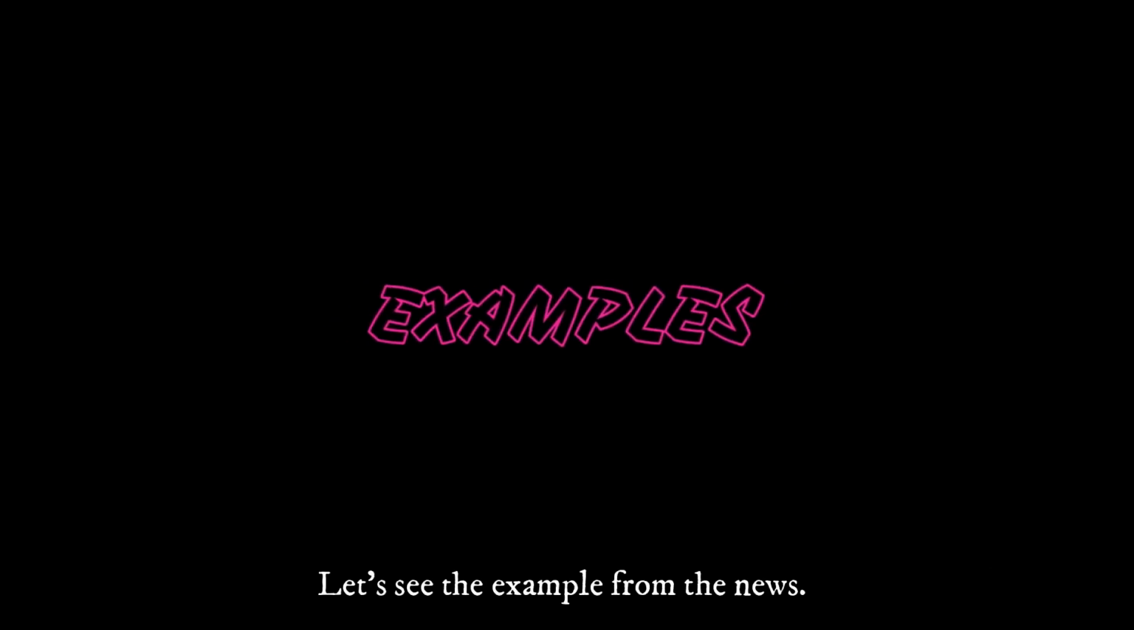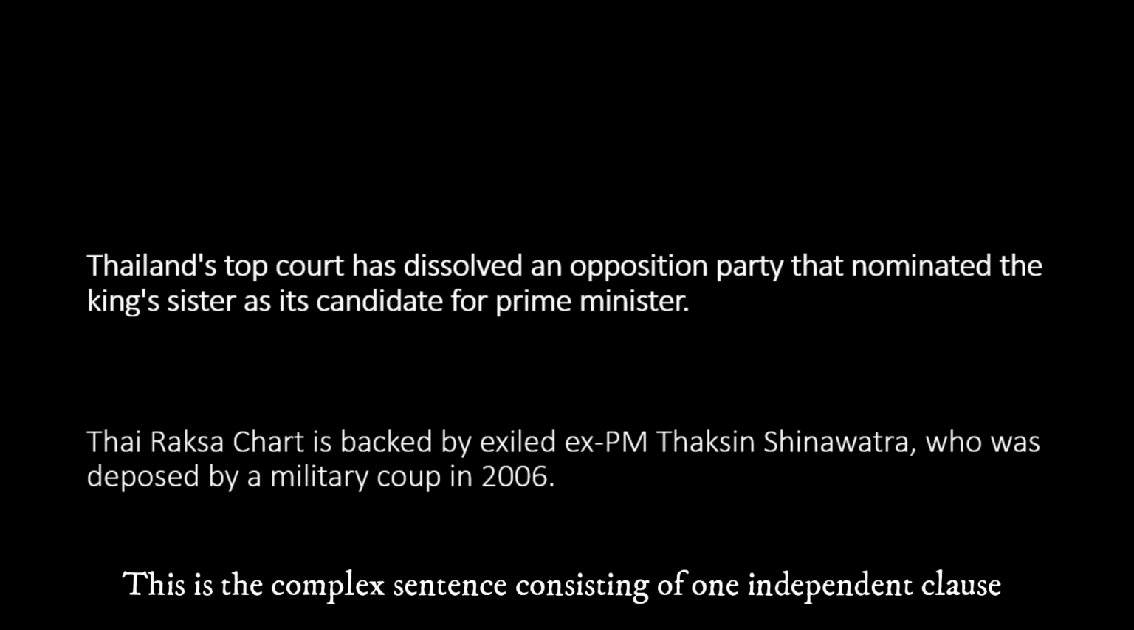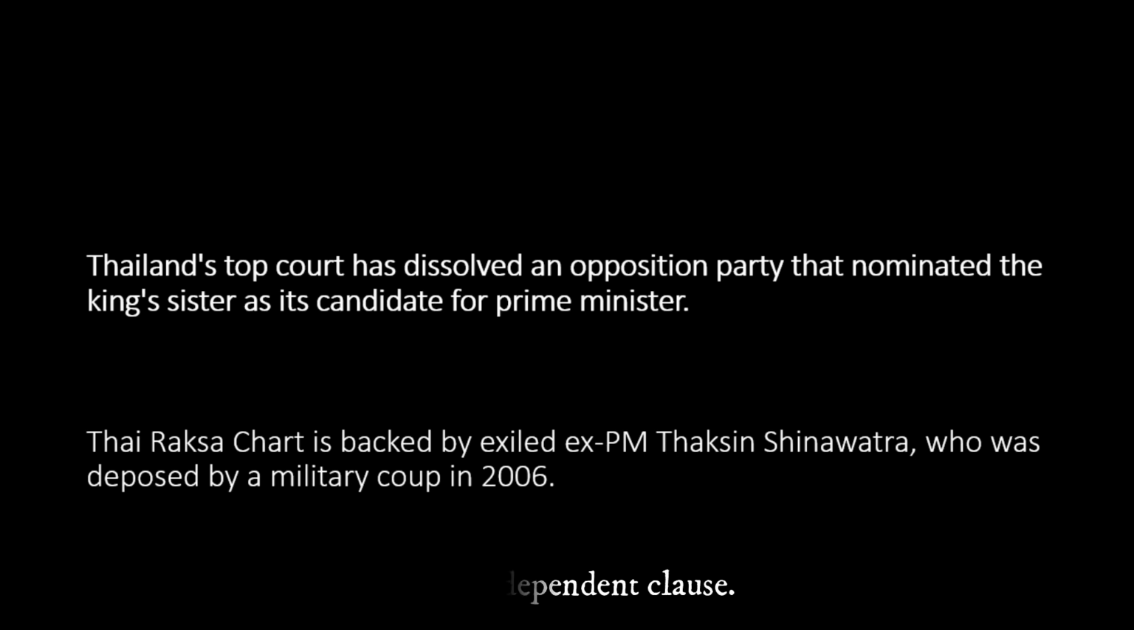Let's see the example from the news. Thailand's top court has dissolved an opposition party that nominated the king's sister as its candidate for prime minister. Thai Raksa is backed by exiled ex-PM Thaksin Shinawatra, who was deposed by a military coup in 2006. This is the complex sentence consisting of one independent clause and one dependent clause.